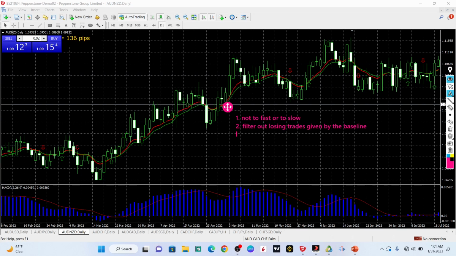And then we say that this primary indicator can be a zero line cross indicator or a two line cross indicator. So we say it shouldn't be too fast or too slow. It should filter out some losing trades. And then we have to keep on changing, okay, until you get the best primary indicator.